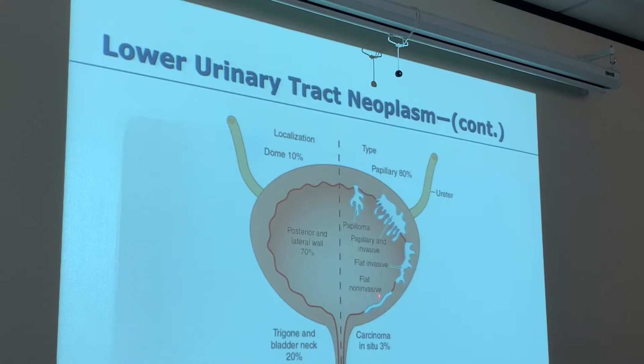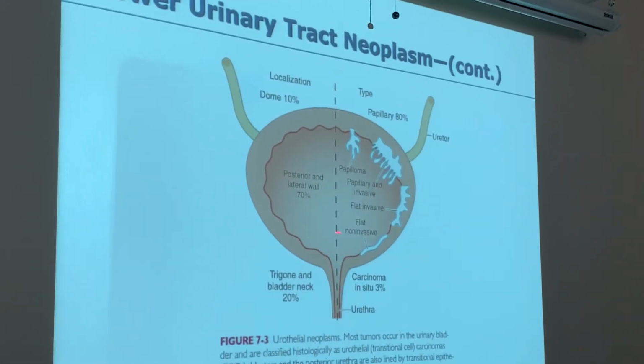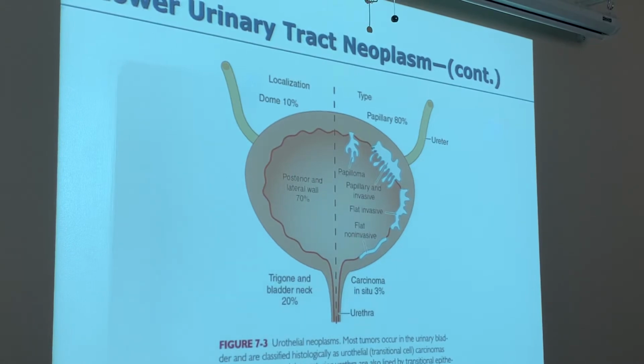It usually happens in the trigone, and the trigone is in the inferior posterior part of the bladder where the ureters go in and the urethra goes out. Okay, that's where the majority of the rhabdomyosarcomas are.